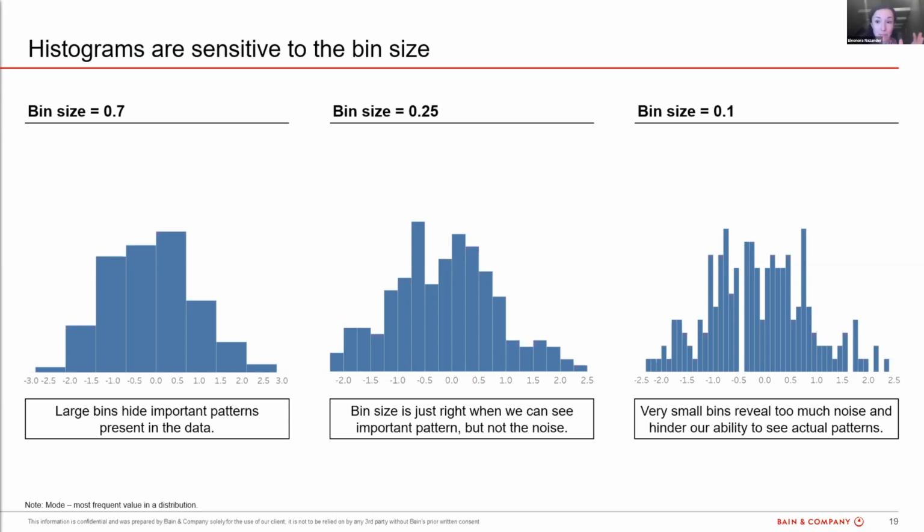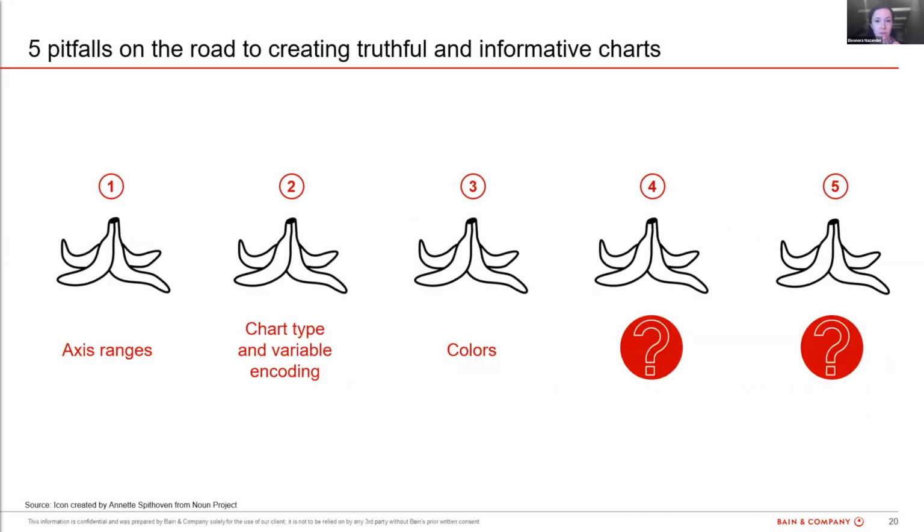So bin size really matters. Bucket size really matters. The most truthful way is probably to try a few different bin sizes. And if the story that you are seeing is different, then think very carefully about which one is the truthful one that you need to tell. All right. So the 4th pitfall was bucketing.